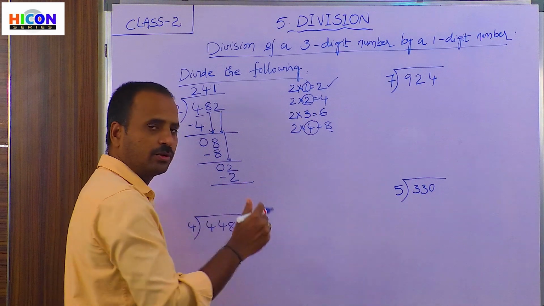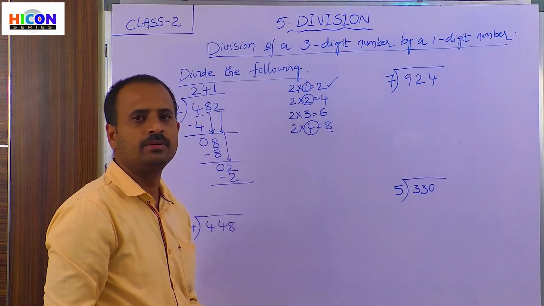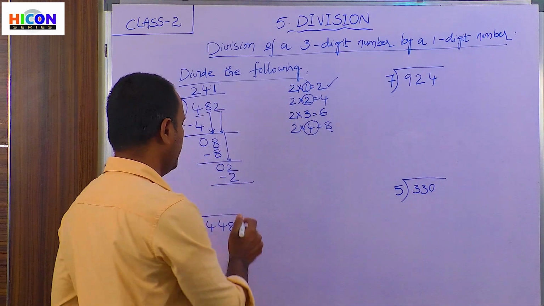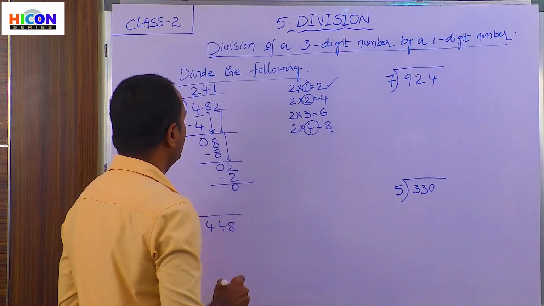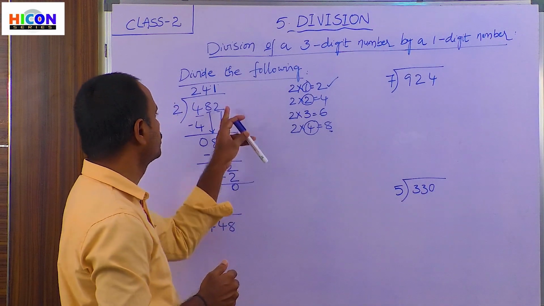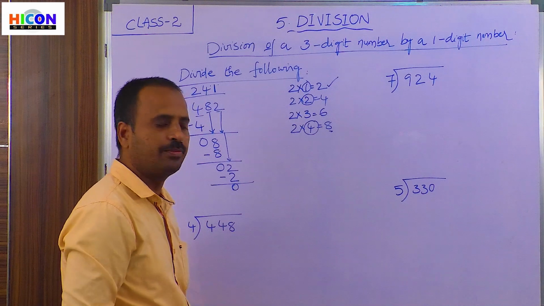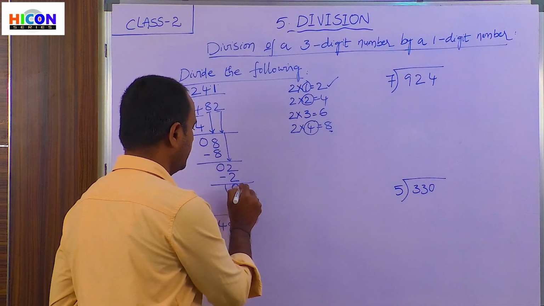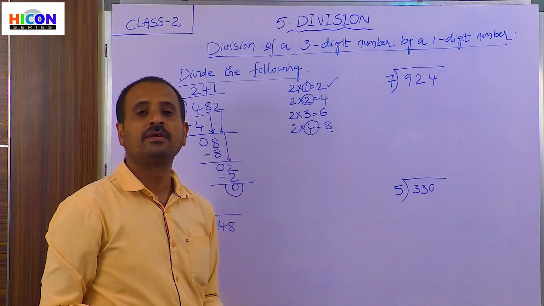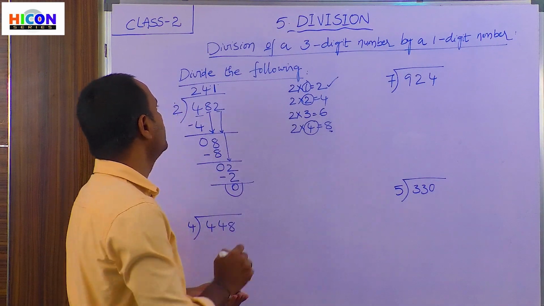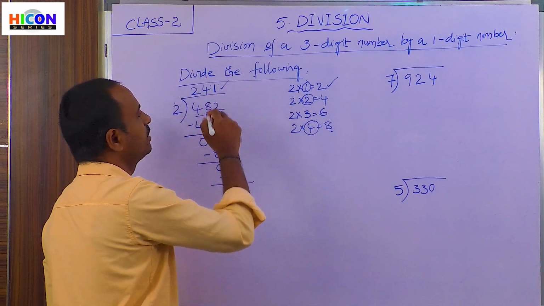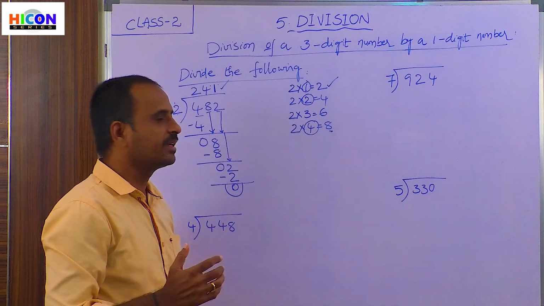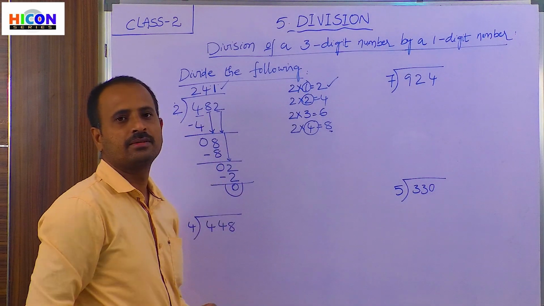So if you subtract 2 from 2, that is 2 minus 2, 0. So write 0 here. And children, there are no more digits to bring down. So the division is completed. And what is the remainder here? 0 is the remainder. And what is the answer? The answer is 241. That is the quotient.